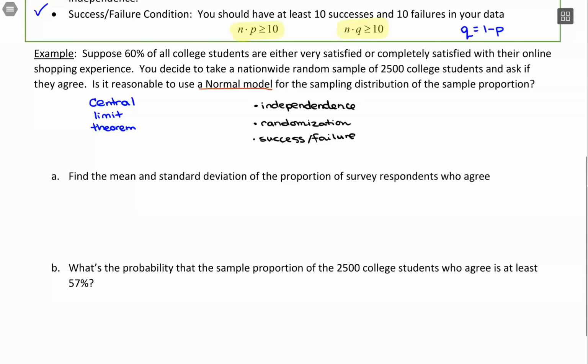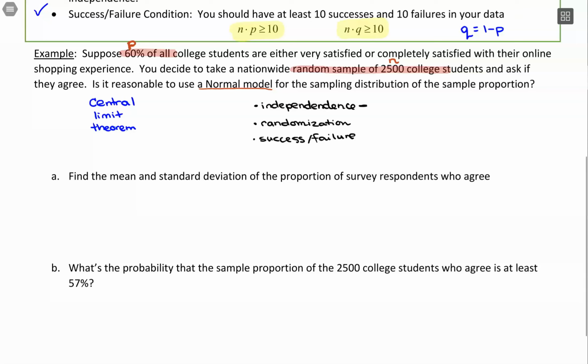So what they tell us is, suppose 60% of all college students are either very satisfied or completely satisfied. So 60% of all, they're giving us a population proportion. So there's our population proportion, 60%. Then the other piece that's going to be important to us is that they take a random sample of 2,500 college students. So that right there is our sample size. So it'll give us our population proportion and sample size.